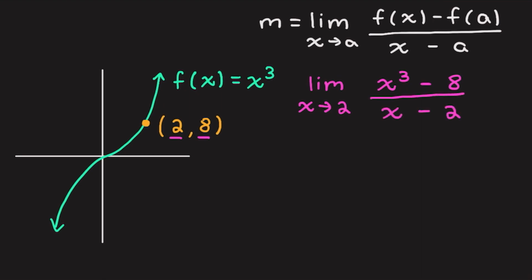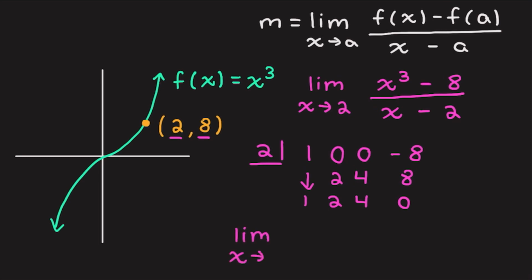If you need a refresher on how to evaluate limits, I suggest checking out my previous video. So we have to do synthetic division because we can't just plug in the 2 or else our denominator will cause the whole fraction to be undefined. All of that simplifies to x squared + 2x + 4, and when we plug in 2, our slope is 12.